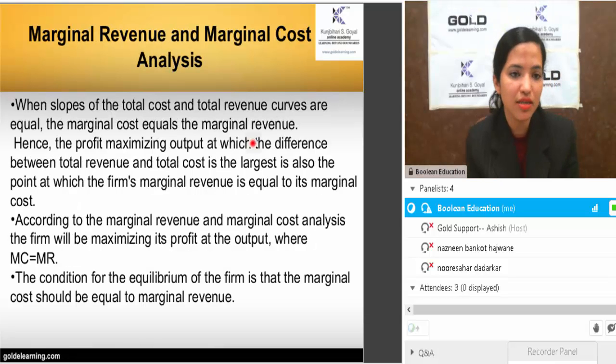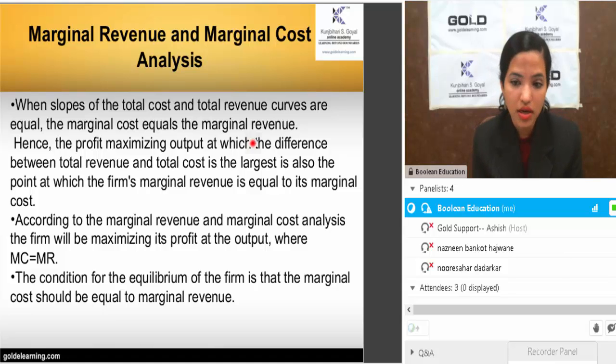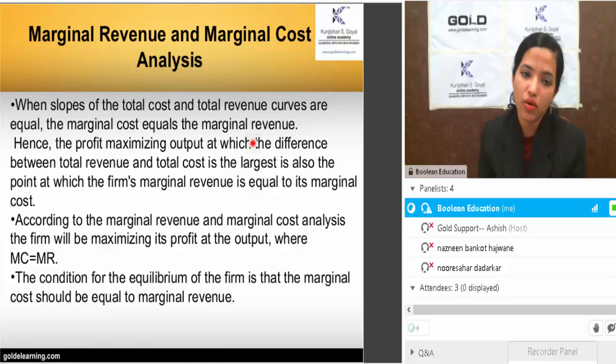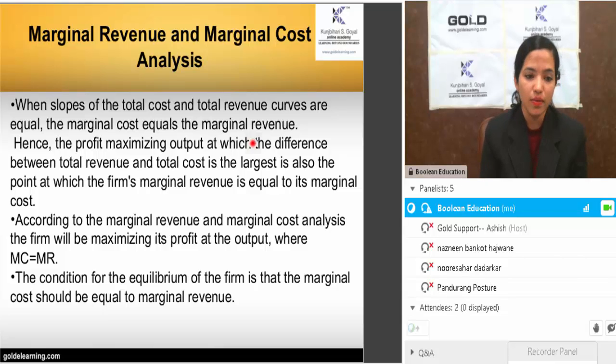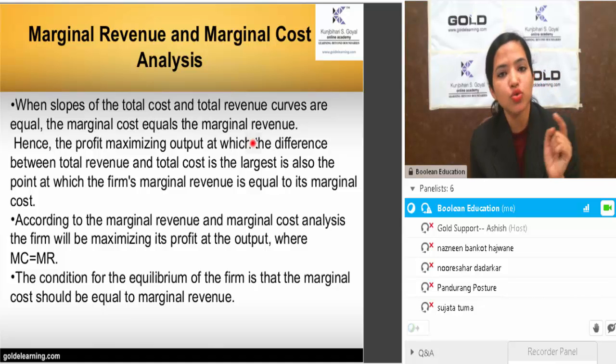Now the second method, that is marginal revenue and marginal cost analysis, right? We are going to study marginal revenue and marginal cost analysis. All of us know what marginal revenue and marginal cost are. The cost you incur when you produce one extra unit is marginal cost. And the money you get in return when you sell one extra unit in the market is your marginal revenue. So according to marginal revenue, marginal cost analysis, the firm will maximize its profit at the output where marginal cost equals marginal revenue.